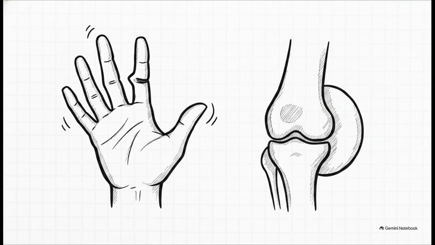Check out the detailed sketches here. Over time, all this chronic destruction leads to some very specific deformities. In the hand sketch, you see swan neck deformities, where the proximal interphalangeal joint is hyperextended and the distal interphalangeal joint is flexed. The opposite of this is the boutonniere deformity, where the extensor tendon splits, causing the PIP joint to flex while the DIP joint hyperextends.